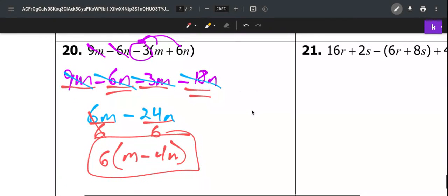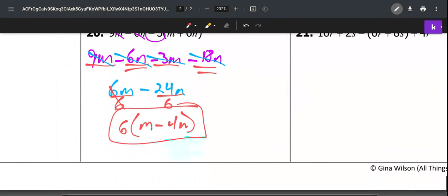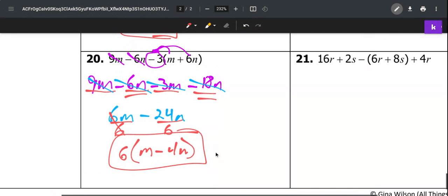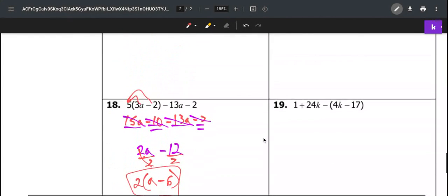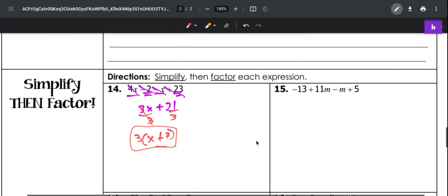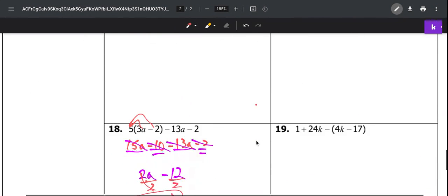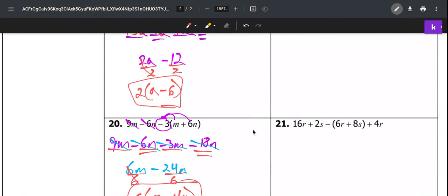I know some of those I'm doing fast, but I don't want to completely bore you to death with the videos. But that's it for 2.5. So remember, pay attention to your signs. When you get to this back portion, you're going to simplify, which means distribute, combine like terms, and then you're going to factor after that.